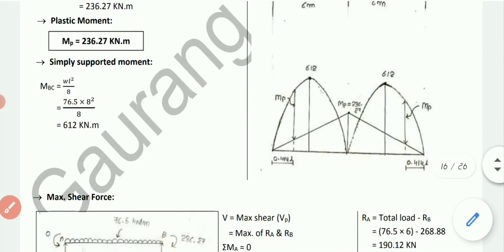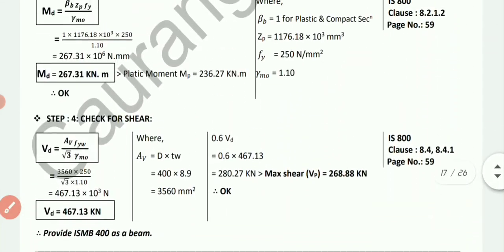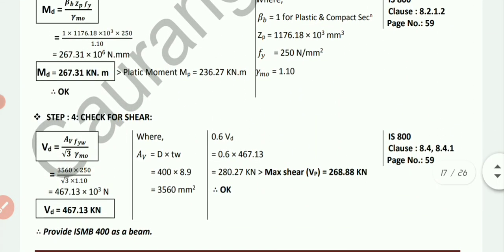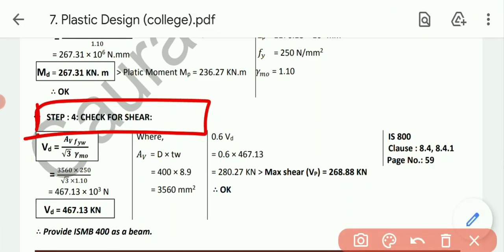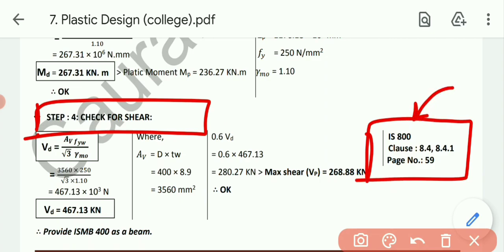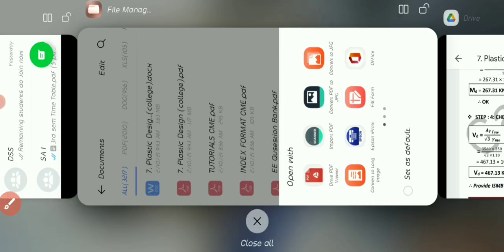Now we have provided the check for the moment, and lastly we need to provide the check for shear. For that we again need to go to the code, page number 59, clause number 8.4.1 of IS 800. Let me take you to the clause.